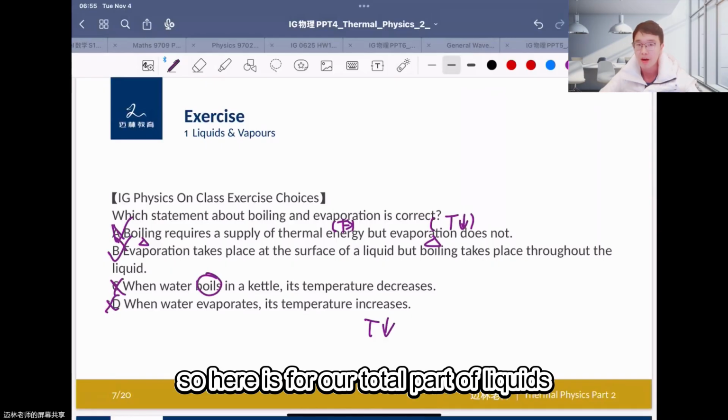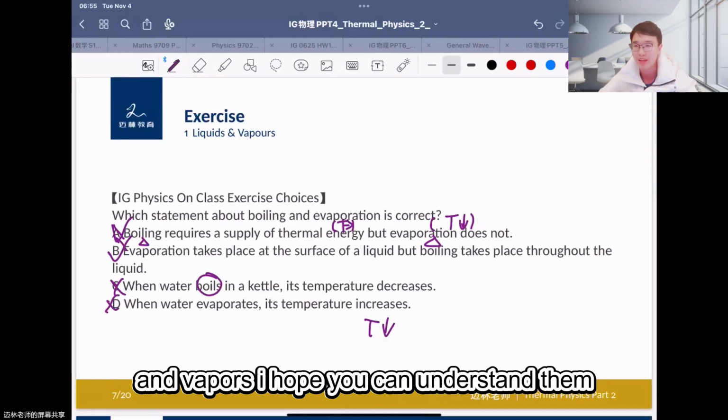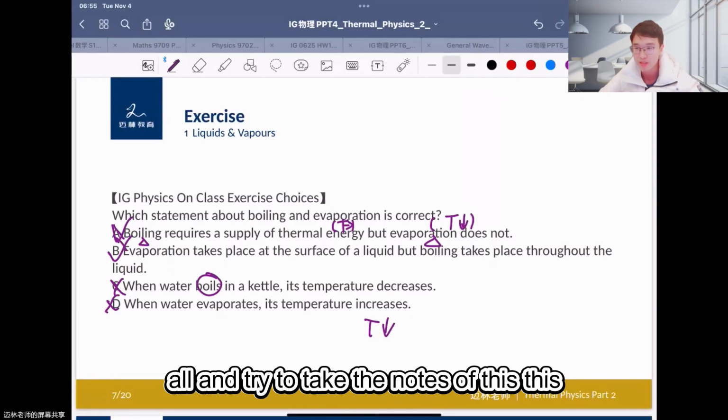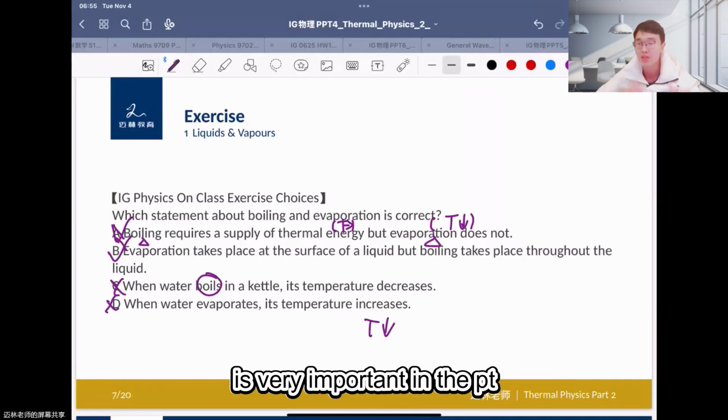So here is our total part on liquids and vapors. I hope you can understand them all and try to take notes of this. This is very important in the P2 past papers.